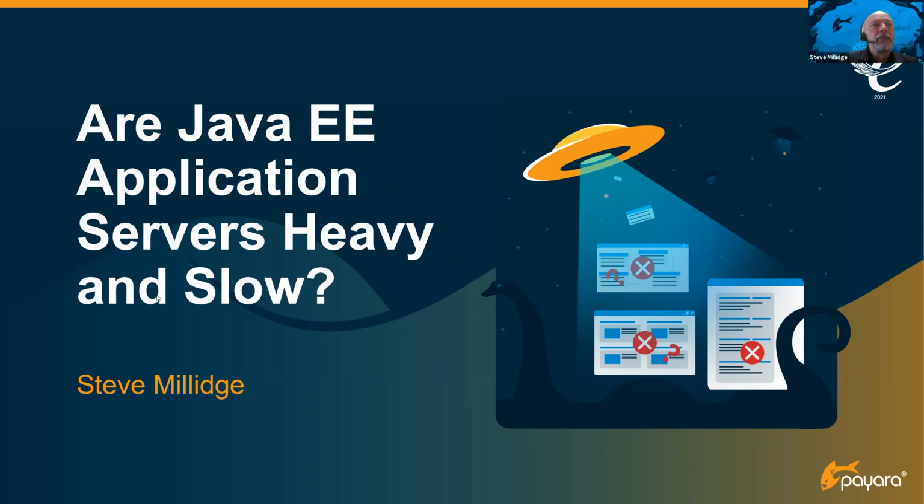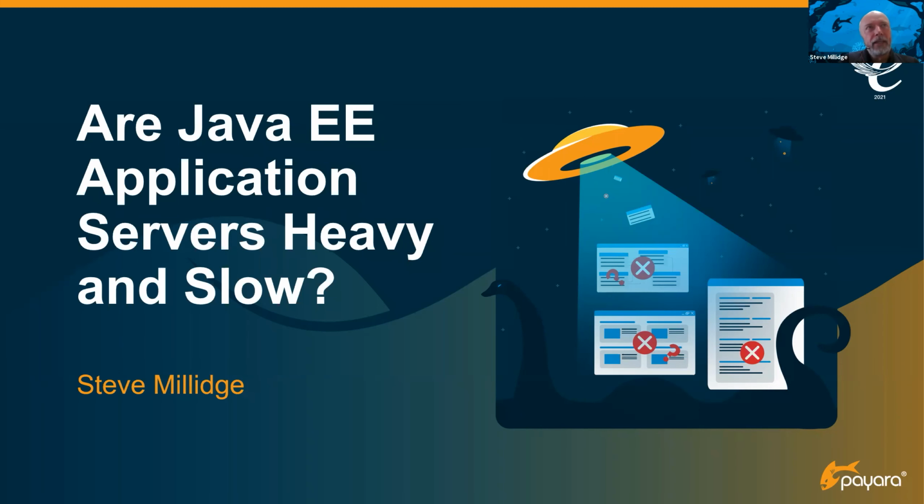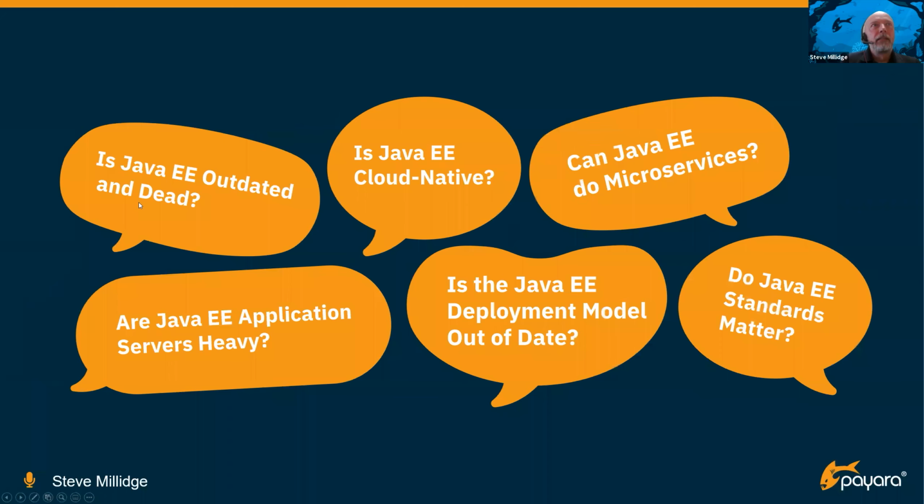So it's part of a series that we're doing, and we're looking at a number of questions. The first one we did last week was, is Java EE outdated and dead? We explored where Java EE is now today, what's happening in Jakarta EE. Today we're basically answering the question, are Java EE application servers heavy?